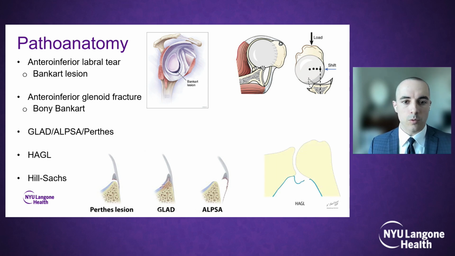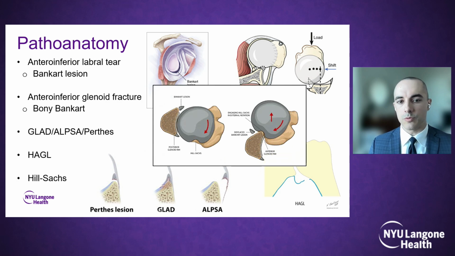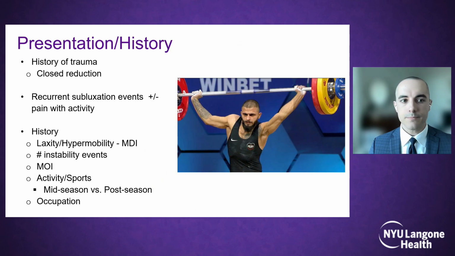It's important to look for what's called a HAGL lesion, or humeral avulsion of the glenohumeral ligament. And this is an injury in which the soft tissues are disrupted on the humeral side along the anterior inferior glenohumeral ligament. And finally, a Hill-Sachs lesion, which is a posterior superior impaction fracture of the humeral head when it abuts against the anterior glenoid during a dislocation. And this is relatively common, found in about 50% of primary dislocations and approaching 100% of patients with recurrent instability. And this can occur in varying sizes in the superior to inferior and the anterior to posterior direction.